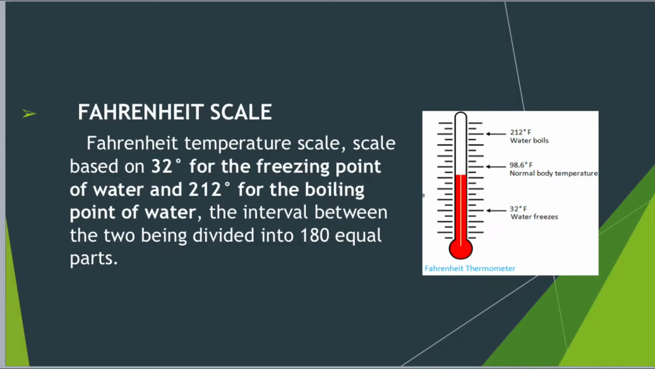Fahrenheit temperature scale. A scale based on 32 degrees for the freezing point of water and 212 degrees for the boiling point of water, the interval between the two being divided into 180 equal parts.